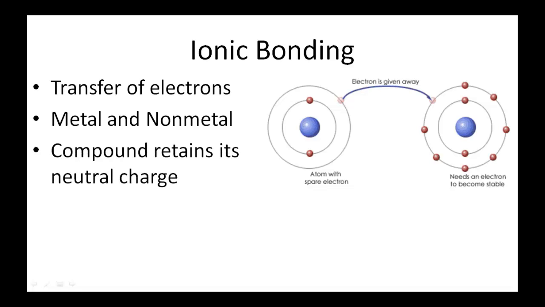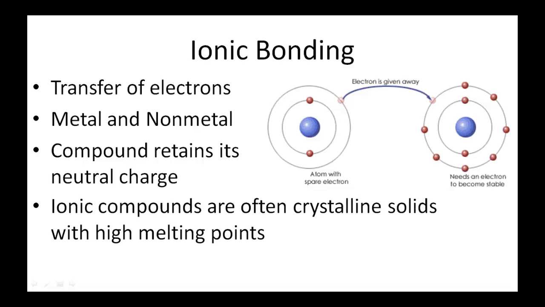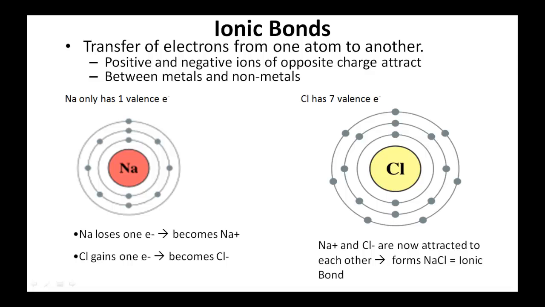The compound retains its neutral charge after the ionic bonding, even though you have one that's negative because it received an electron, and then you have another atom that's positively charged because it gave away an electron. Together, they form a neutral charge. You can often tell ionic compounds because they are often crystalline solids with high melting points.